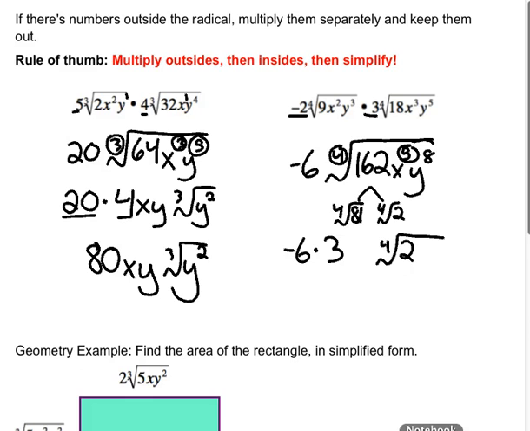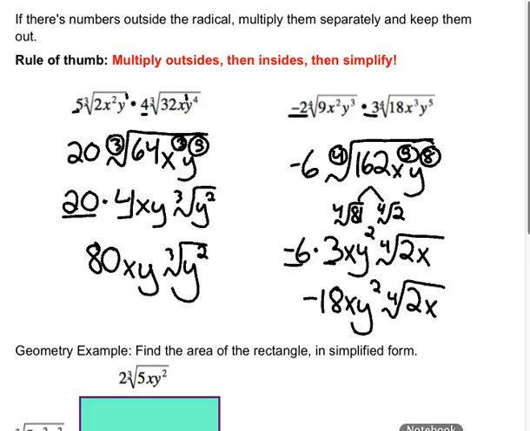4 goes into 5 one time, so I can pull out an x to the first. However, that doesn't go in evenly. I still need one more exponent of x to get me up to 5, and that extra one has to stay inside the radical. 4 goes into 8 nicely twice, so that one doesn't have anything left over that needs to stay inside the radical. That one comes out completely. Then the last step is I can multiply these numbers on the outside. Negative 6 times 3 is negative 18. So I can write it like that. And that is my final answer.